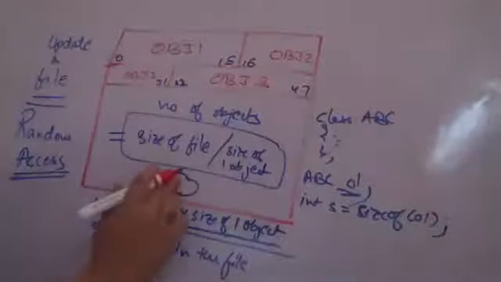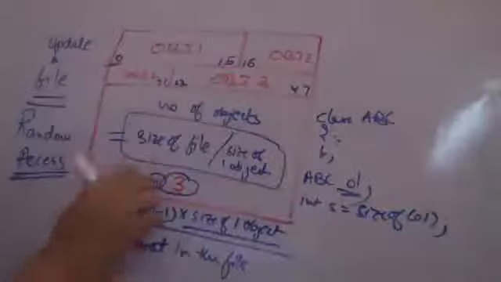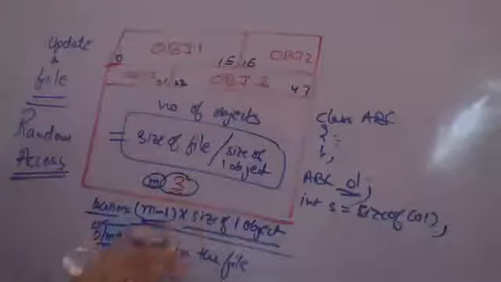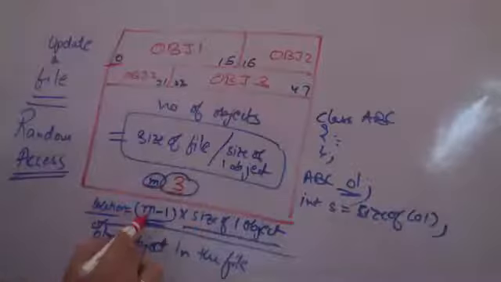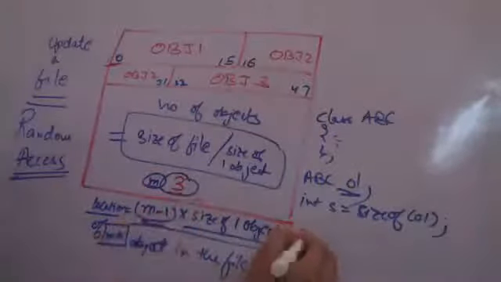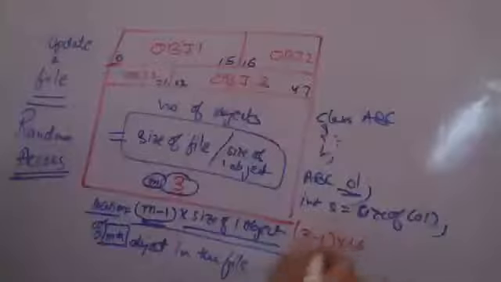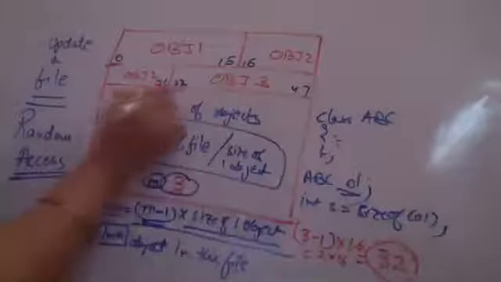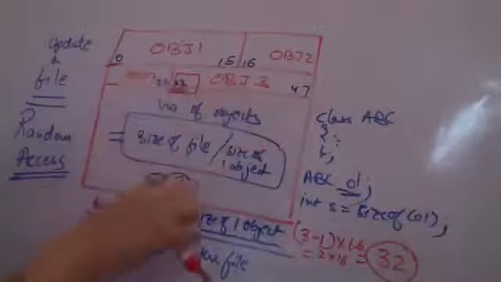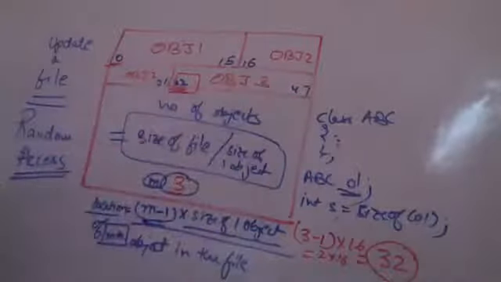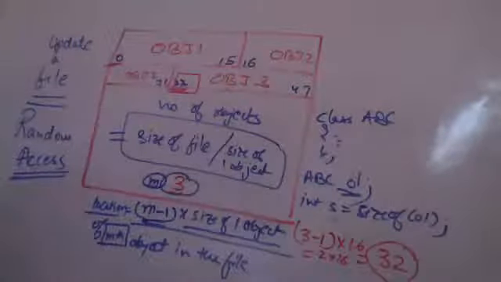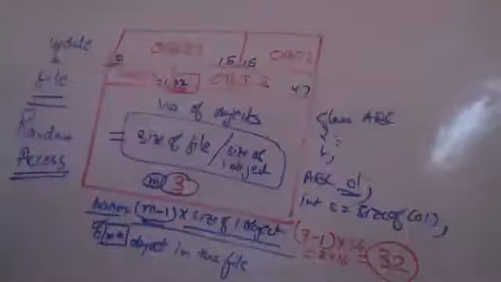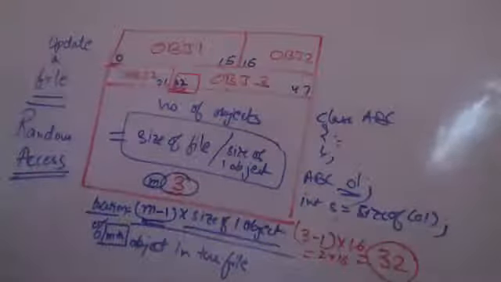So if I want to go to roll number 3, roll number 3 is stored as object 1, object 2, object 3. Understand? So if 16 bytes is the size, to get to roll number 3, I multiply 3 minus 1 by 16. This gives me 2 into 16, which is 32. So 32 is the location of the third roll number in the file. Are you all understanding this? How can we randomly locate an object? Now we can directly take the pointer to this location and we can read the data.